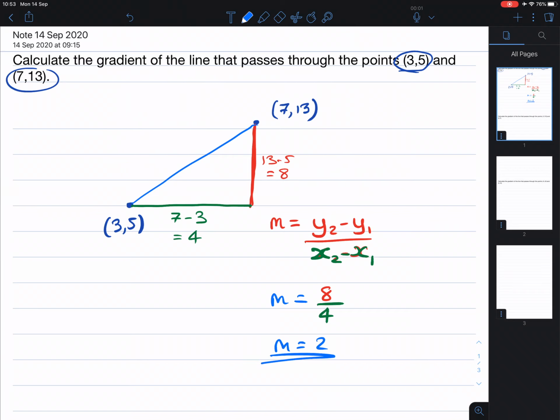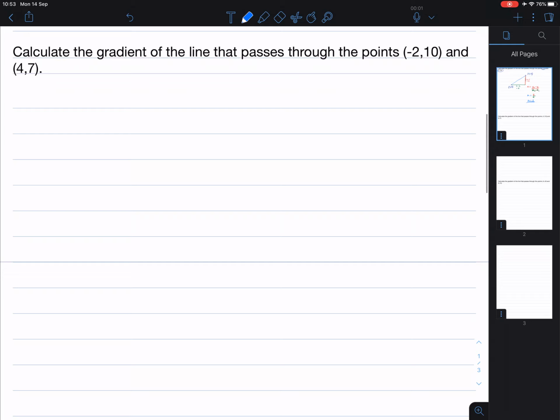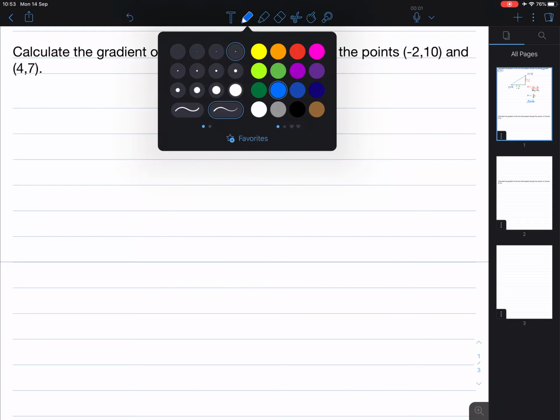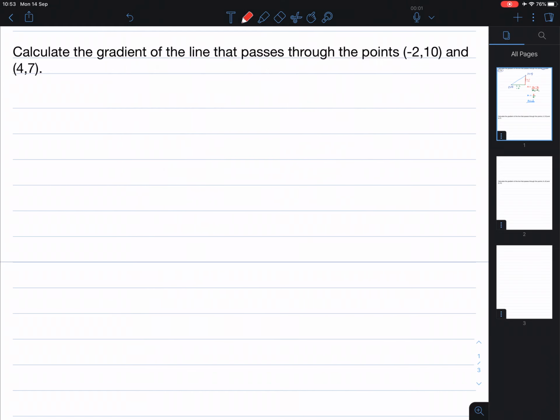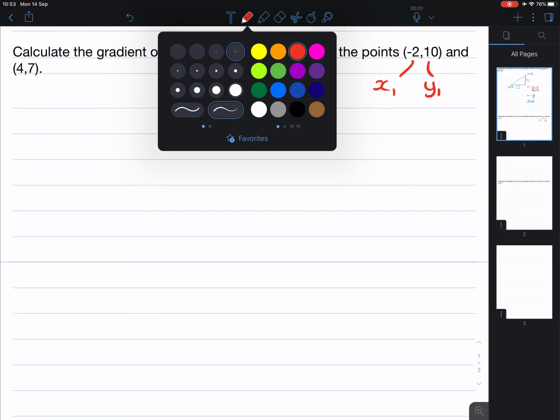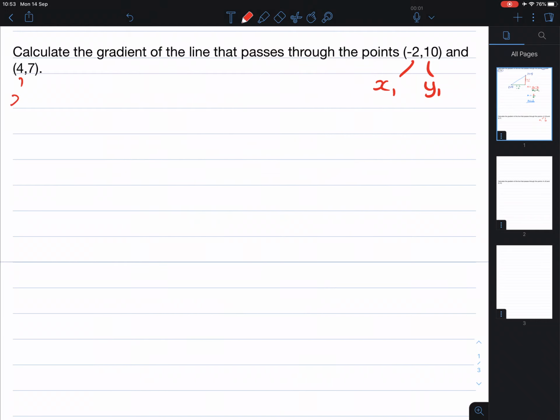Okay? Another one. You're asked to find the gradient between, this time, points minus 2, 10 and 4, 7. Now I'm going to do this one without a picture. So we have our points here. What you have to be careful of, if you're going to just jump in at the formula, is to define what each of these values are. So one of them has to be x1, y1, and the other has to be x2, y2. It doesn't matter which one you make the 1s and which one you make the 2s, as long as the x's are the first number and the y's are the second number, you'll be okay.